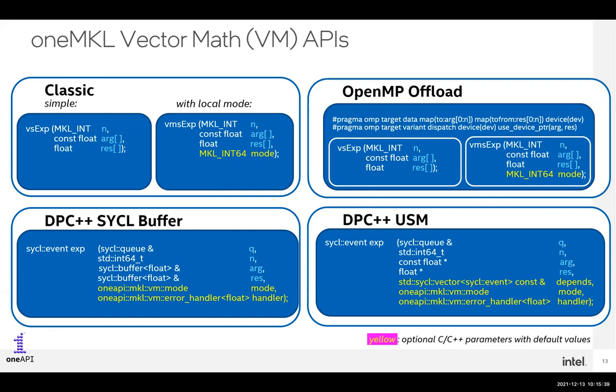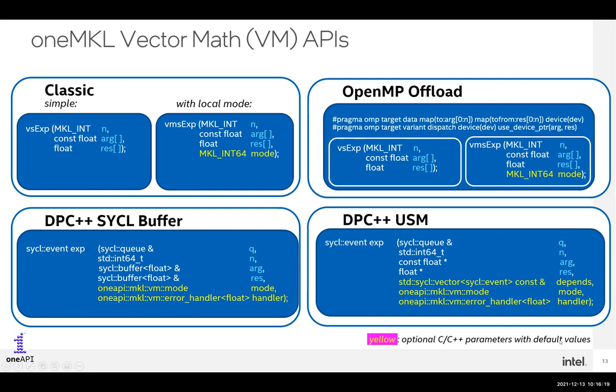So to tell where to process these vectors on the device and the specific variant to be called for the device. The DPC++ API, bottom of the slide, has two variants, and it can use either buffers, an example is shown on the bottom left corner, or unified shared memory in the bottom right corner. We can recognize the input and output parameters again, if you look at the prototypes of these functions, and also an optional mode parameter from before.